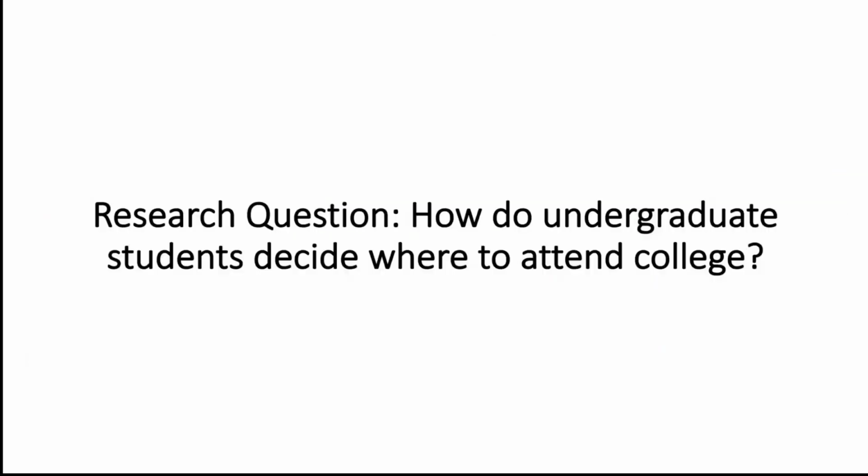Okay, so based on some of the codes that we just came up with, how would we answer the research question? How do undergraduate students decide where to attend college? Again, we're just looking at this tiny little segment of data for one person, but what are some of the main things that stand out for how we would actually answer this question?